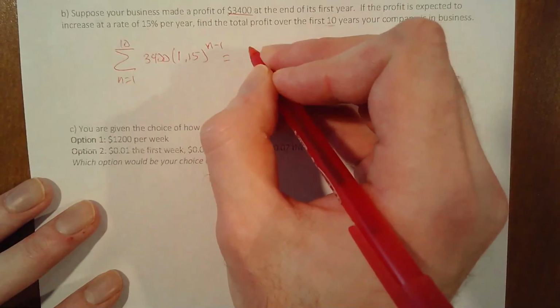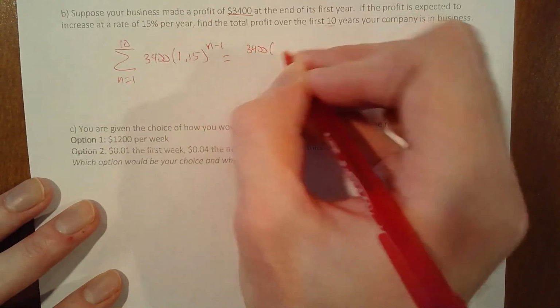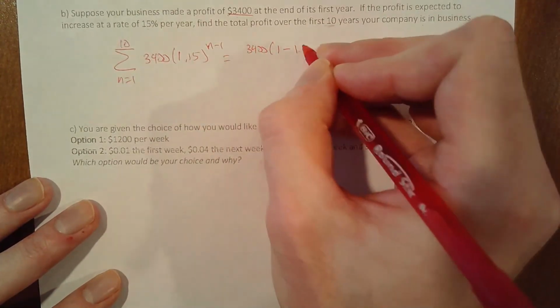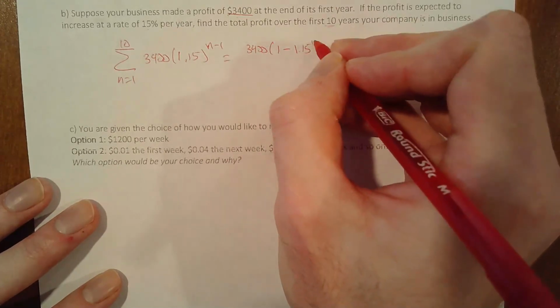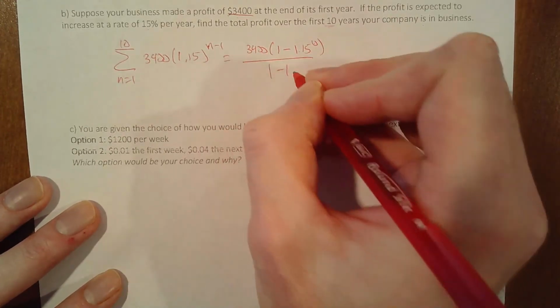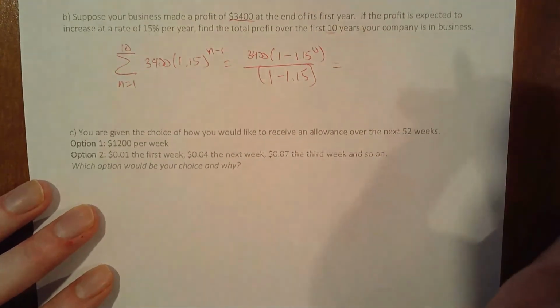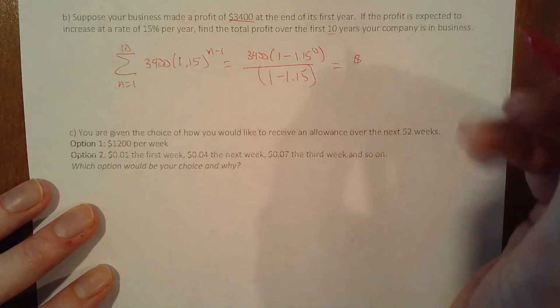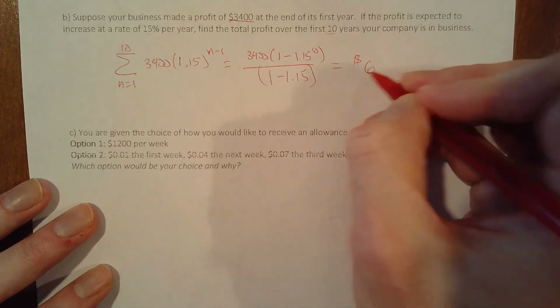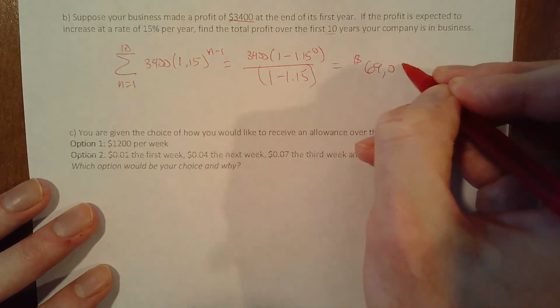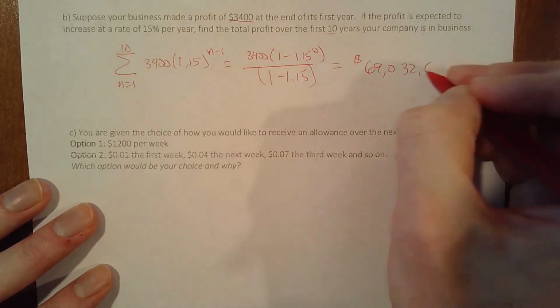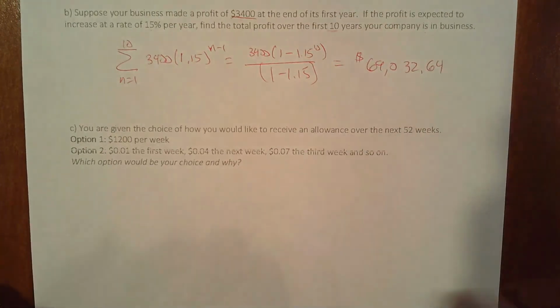So it's going to be a sub 1, 3,400, times 1 minus 1.15 to the 10th power, over 1 minus 1.15. You can put that in parentheses when you put it in the calculator. And you get, for the first 10 years, the total profit would be $69,032.64.